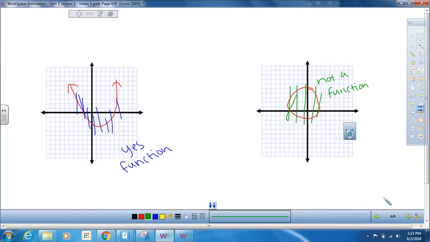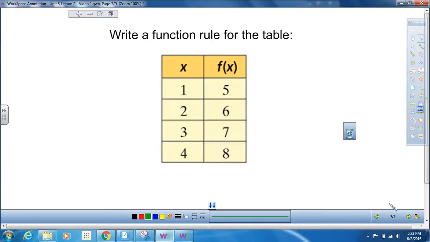Okay, so we can do a mapping diagram or vertical line test to tell if something's a function. Let's start talking about function rules. So function rules are our equations, so like what's going on in the table. So first of all, we have to know that my x's, my inputs, are going up by 1s. So if they're going up by 1s, then what I really need to look at is my y column, my f of x. Remember, f of x is a fancy way of writing y.